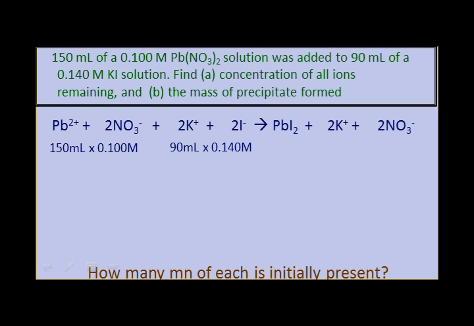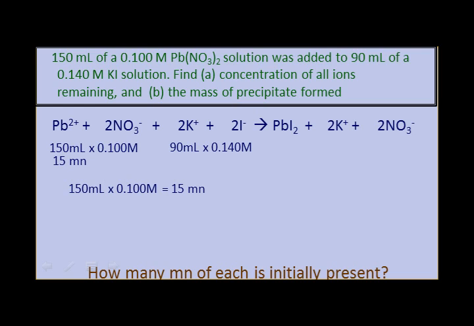Well, let's start with the lead nitrate. We have 150 milliliters of a 0.10 molar lead nitrate solution, or plumbous nitrate. Now remember right here, remember how your cancellations go? You have milliliters here and you have moles per liter here. So liters are going to cancel liters and leave you with millimoles. Remember that. It's a neat trick. That means then when we multiply that 150 milliliters times 0.100 molar solution, we have 15 millimoles of lead ion.